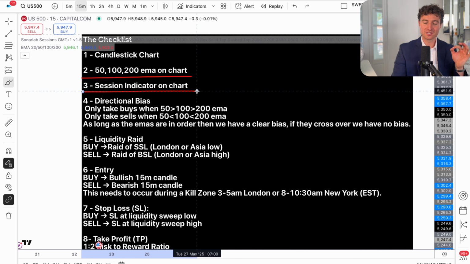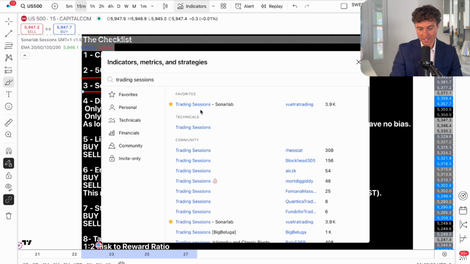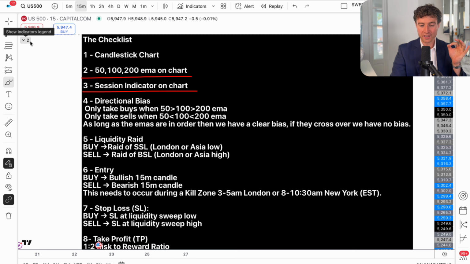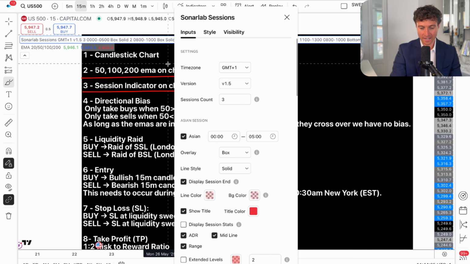Step 3, session indicator on chart. Again, head over to the indicators tab at the top of your screen, and it's this indicator right here, trading sessions Sonar Lab. It's by Vutra Trading, and again you can see this is in my favorites, and that's why I have this yellow star right here. So click the indicator, then head over to the indicator drop down in the top left of your screen. Double click the Sonar Lab sessions indicator, and I recommend these sessions right here.